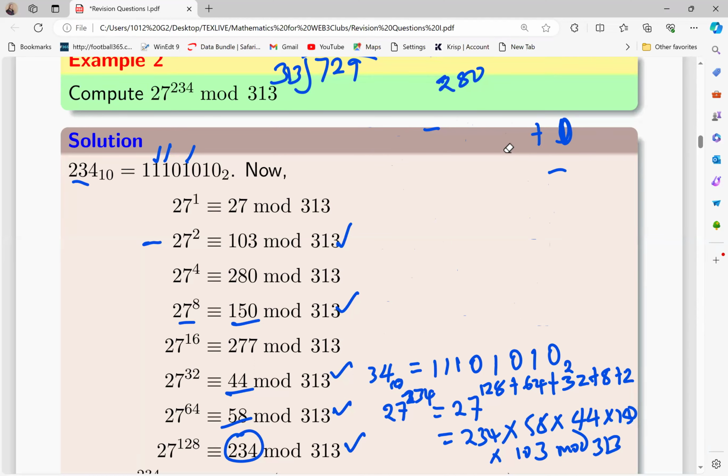What do you get? Yes, because it's more than 313. What are you getting? What's the remainder? The remainder is 130. And you're getting?